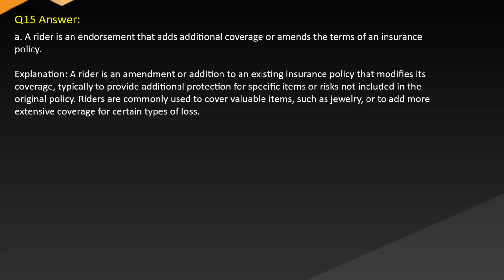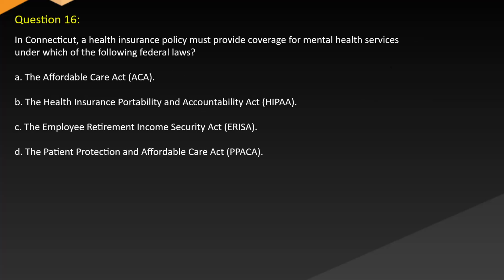Explanation. A rider is an amendment or addition to an existing insurance policy that modifies its coverage, typically to provide additional protection for specific items or risks not included in the original policy. Riders are commonly used to cover valuable items, such as jewelry, or to add more extensive coverage for certain types of loss. Question 16.